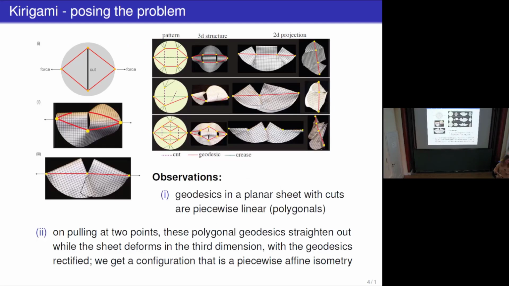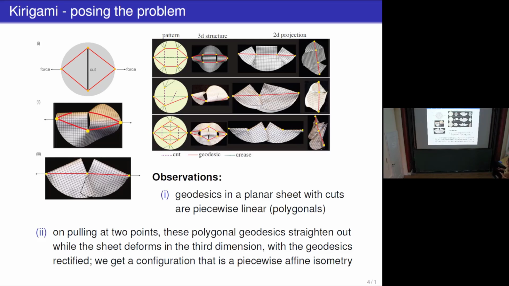Two observations they make. The first one, take here the simplest Kirigamized sheet. I have just one cut, which when you pull is going to open up. Here you have a few more. Again, when you pull, you are getting some sort of cuts like this. So they make the first observation, which is that geodesics in a planar sheet with cuts are always piecewise linear. They are polygonal. That's a simple observation to make. We will come back to this with more pictures in my next slide.